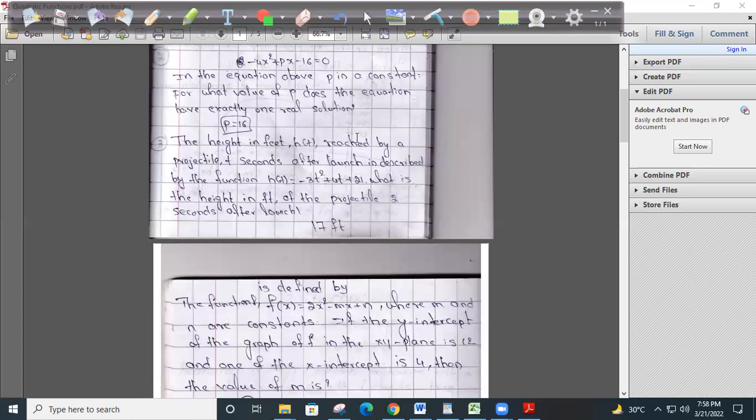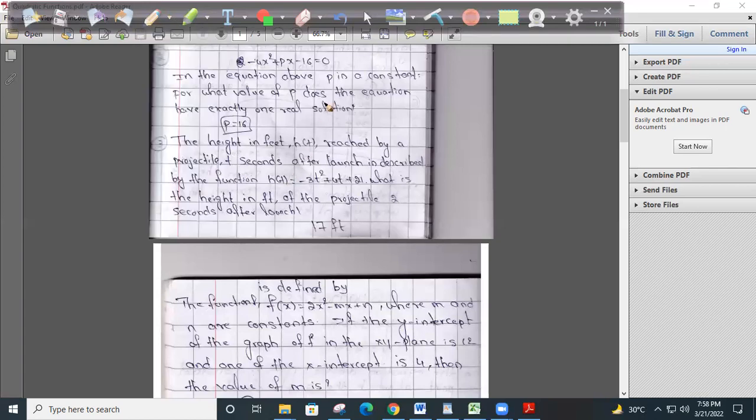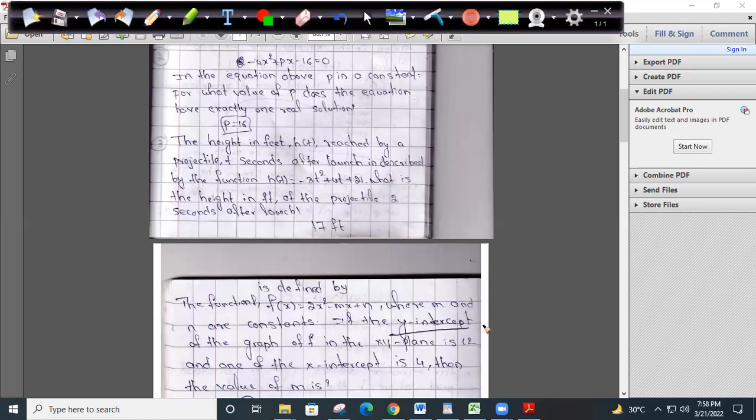Okay. So let me solve and show you how to do this one. Now, y-intercept. What is the meaning of y-intercept? The value of y when x is equal to 0. What is it? 12. And what is x-intercept? The value of x when y is equal to 0. So they gave me 2 points.